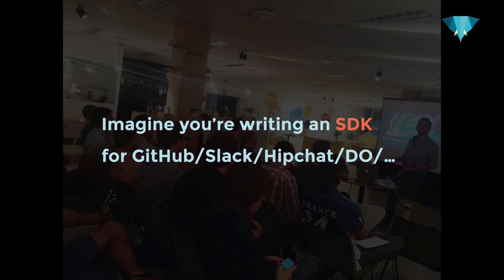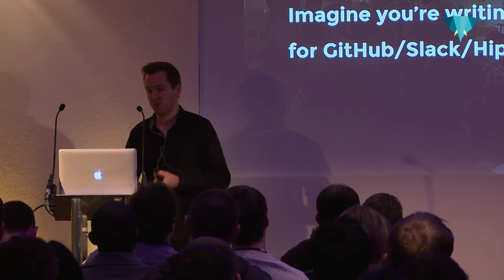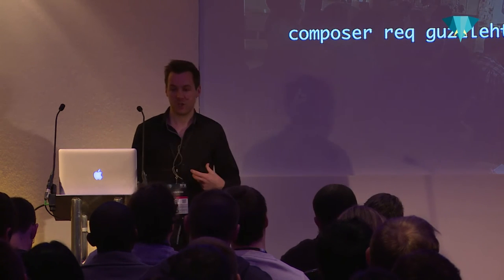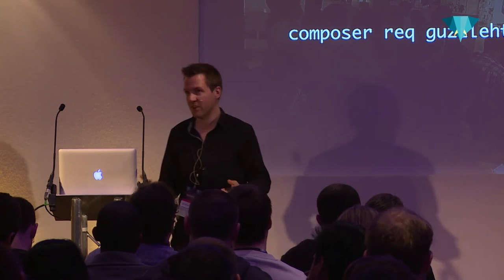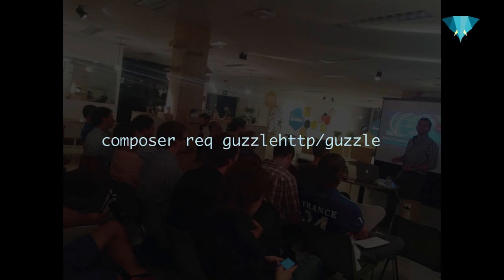So for example, you're writing an SDK for your awesome website because you're a developer for some cool startup, like DigitalOcean. No, that's no longer a startup, but let's say you have a startup and you want to write an SDK so people can start using your API. So if you're writing an SDK for GitHub, Slack, HipChat, DigitalOcean, or whatever, you want to use an HTTP client. What do? You start writing your package, your SDK client, and you need an HTTP client. You type into your terminal, composer require guzzlehttp/guzzle, because we all want to use Guzzle.